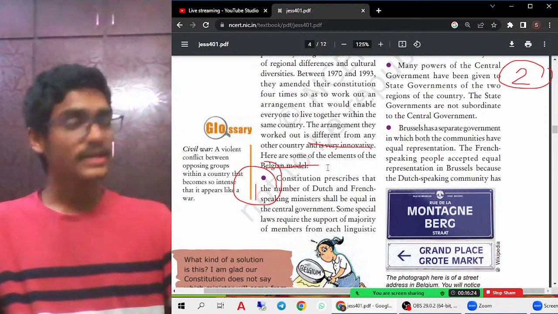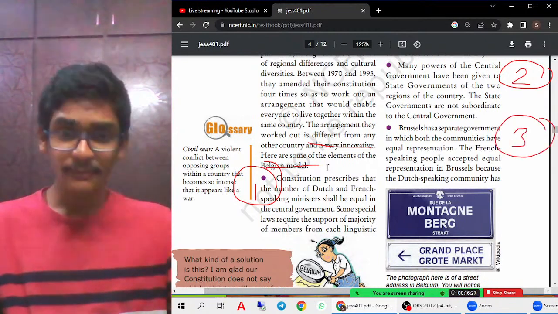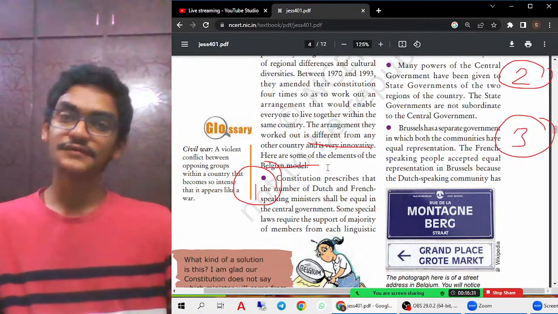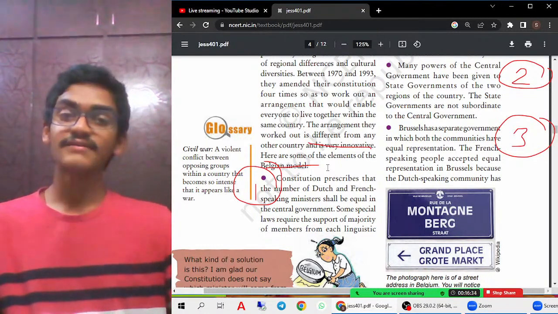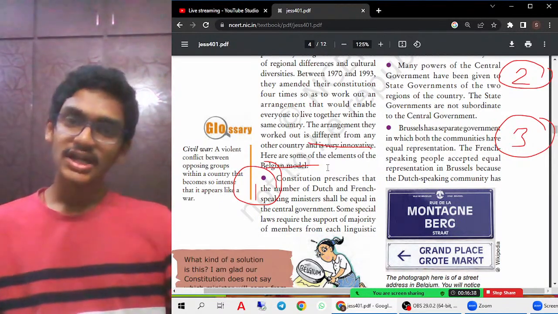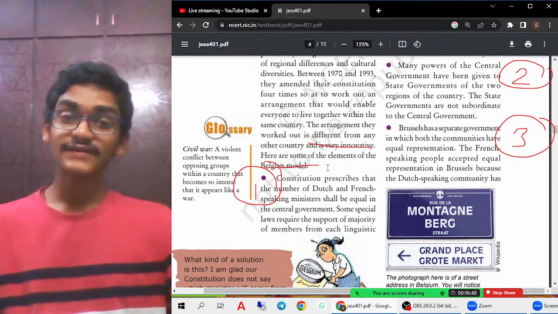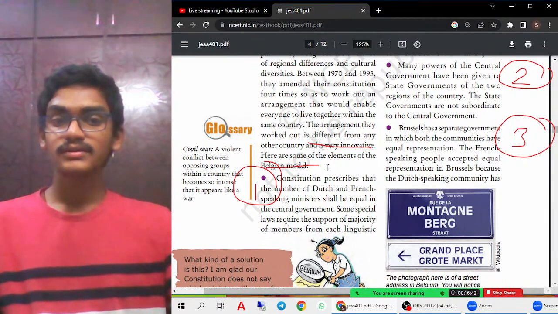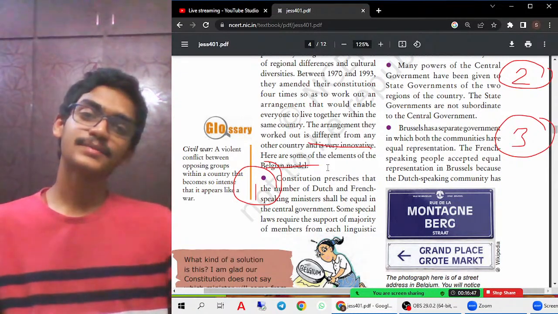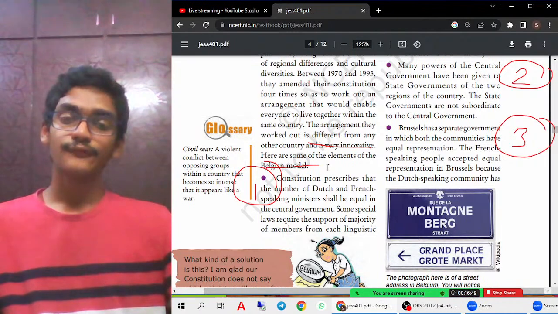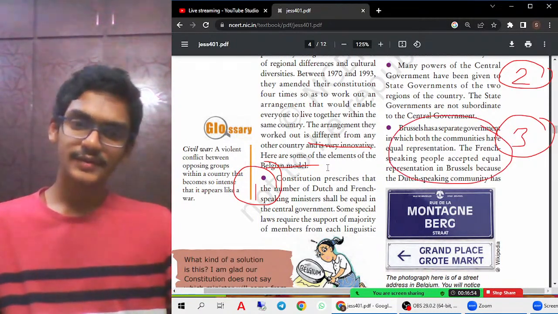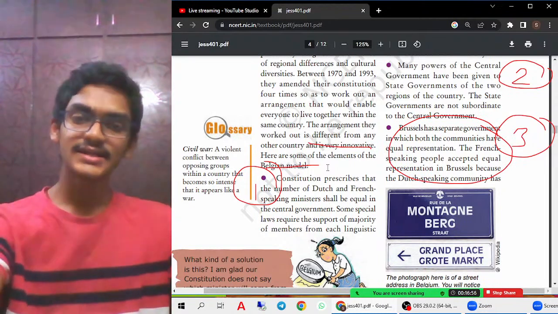And the third most important thing is the Brussels government. As you can see, Brussels was 80% French and 20% Dutch. In that case also they formed an equal representation form of government, wherein French and Dutch people were given equal representation. Here the French accepted the representation of the Dutch, because in the central government, the Dutch accepted the representation of the French speaking communities.